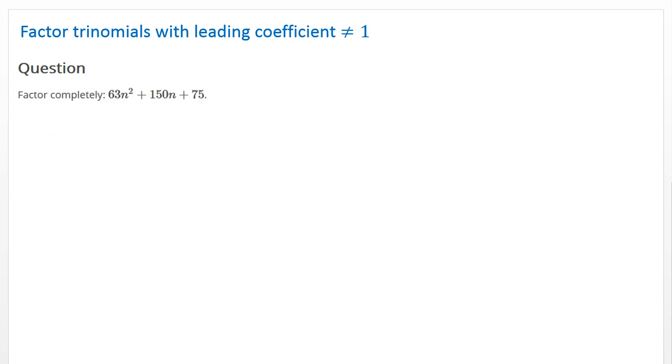Now for the second example, same directions, factor completely. Once again, we have a trinomial that's in descending powers order, as it should be, squared term first, then the first-degree term, and a constant, and the leading coefficient is not 1. This, once again, does have a greatest common factor. 3 divides into both 63, 150, and 75. So I'm going to divide each of these by 3, and don't forget to pull the 3 out front. So 3 goes into 63 21 times, 3 goes into 150 50 times, and 3 divides into 75 25 times.